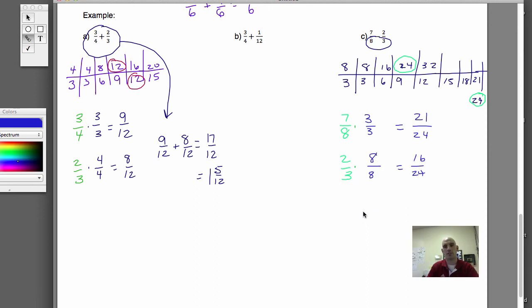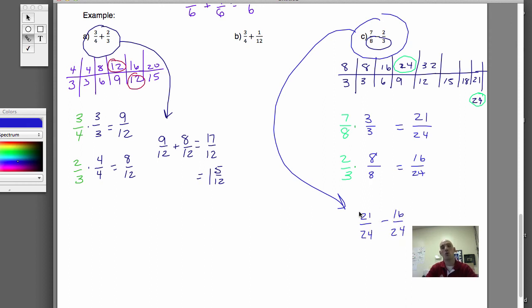And I can subtract. So I've got 21 over 24, and again, I'm rewriting this expression. So 21 over 24 is 7/8. They're equivalent fractions. 16 over 24 is 2/3. That's an equivalent fraction. So I end up with 5 over 24. That's using common denominators to add and subtract fractions.